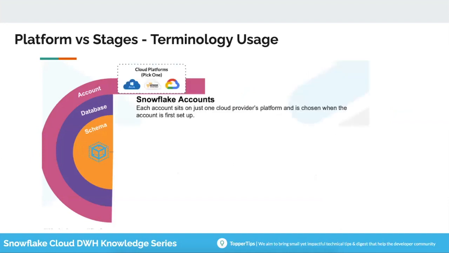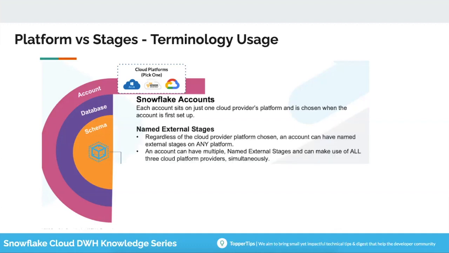So when we talk about a platform, when we are choosing an account, we need to choose whether I want to host my Snowflake account with Azure, AWS, or GCP. That is called your platform. Don't confuse platform with any other terminologies. Each Snowflake account sits on just one cloud provider's platform and is chosen when the account is first set up. So be very careful with this statement. You cannot simply change your cloud provider when your account is already set up. This is a one-time thing which has to be done at the beginning of the account setup.